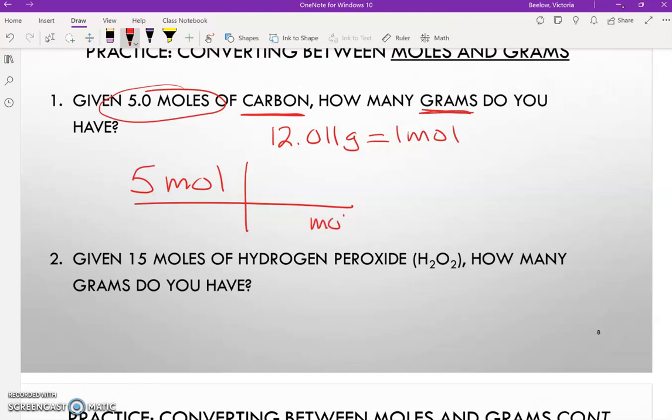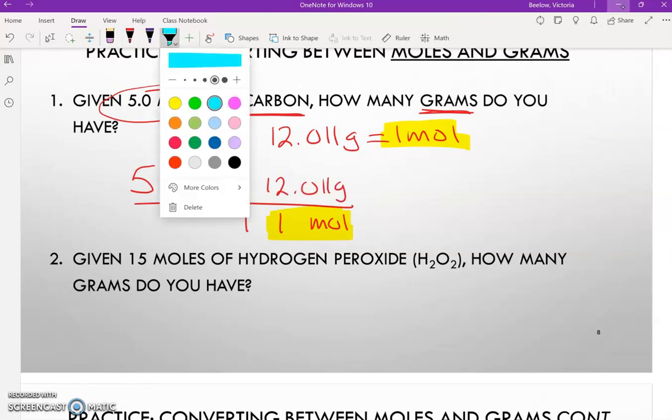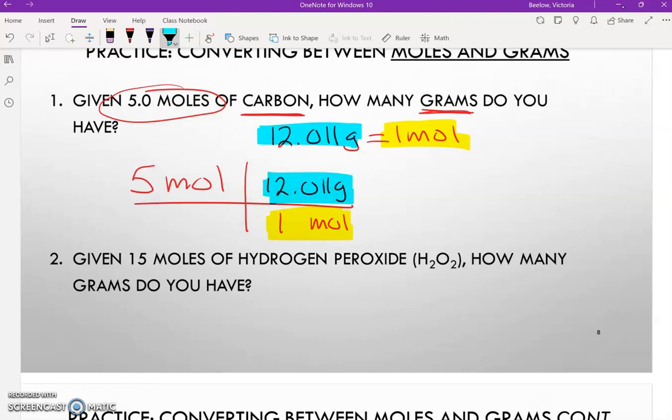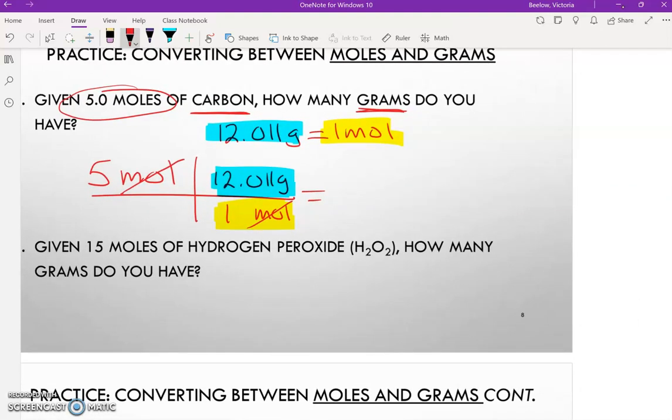So I'm going to write mole, and then according to this equality that I got from my periodic table, that is 1 mole. And then if we put this in the bottom, whatever goes above it, the two should be equal to each other. So 12.011 grams. My moles will cancel in the top and the bottom, so I'm just left with grams.